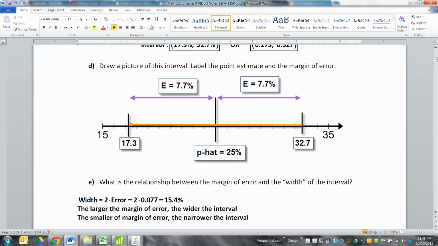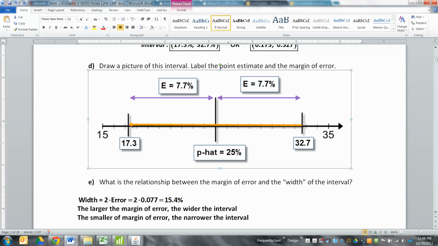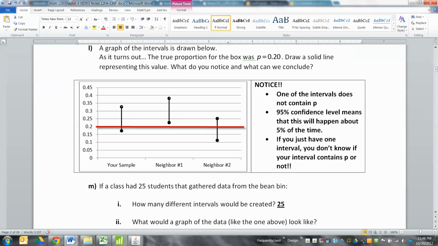Way back here. Right there. So you say, look, if this is 32.7 over here, and the error is the distance between that outer edge and that center, that point estimate, all you have to do is subtract. 32.7, take away 25, you're going to have 7.7, right? And same thing with the other end.